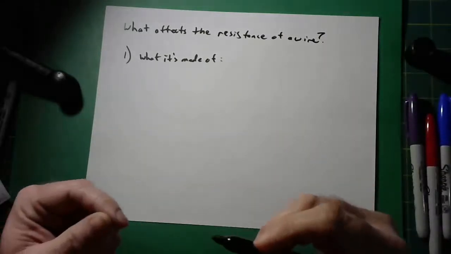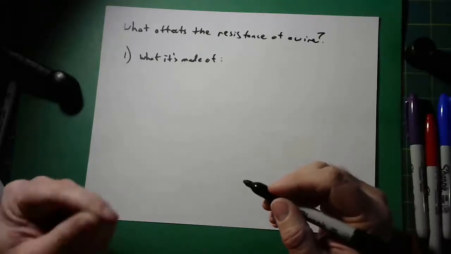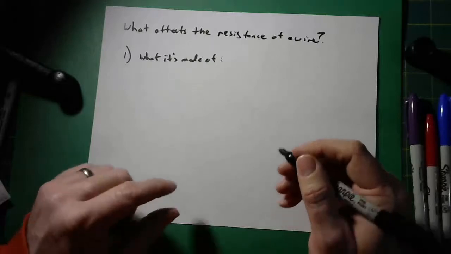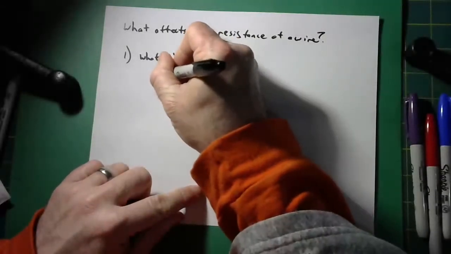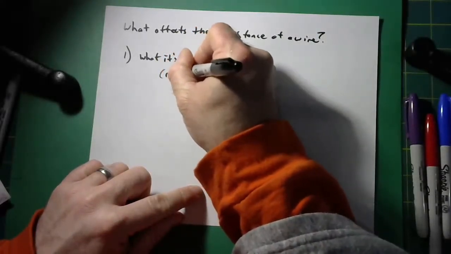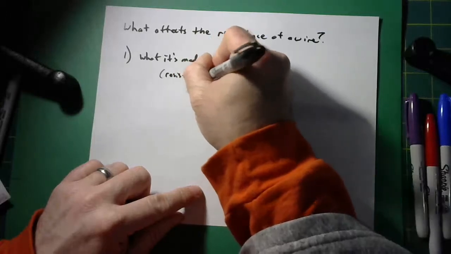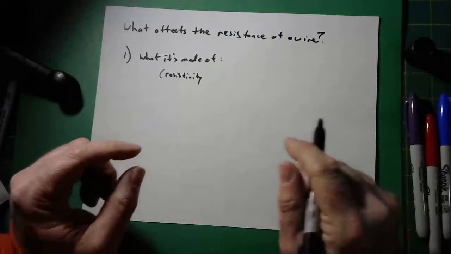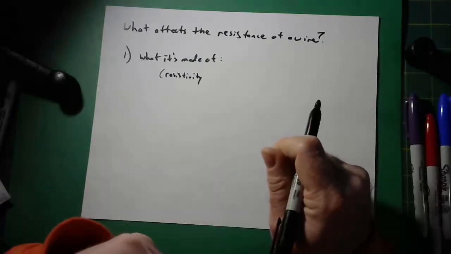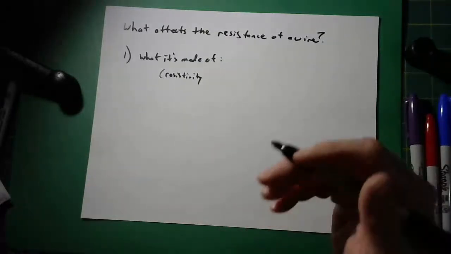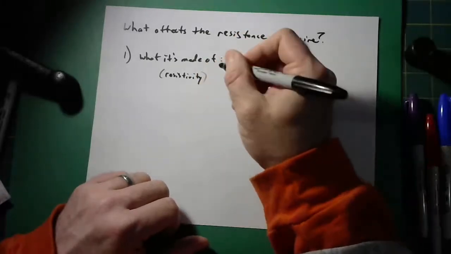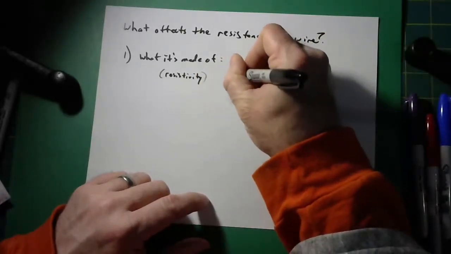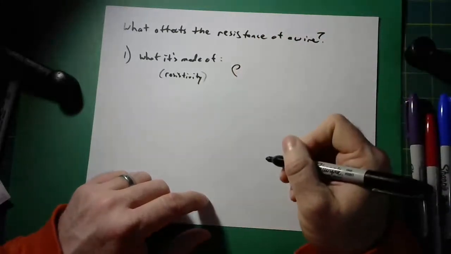the property of a material that says how difficult it is to put charge through that material is called the resistivity. Okay, so that property is called resistivity. So the resistance of a particular wire, how difficult it is for charge to get through this particular wire, depends on the material, and how difficult it is for charge to go through that material is called the resistivity, which we give the symbol lowercase Greek letter rho.